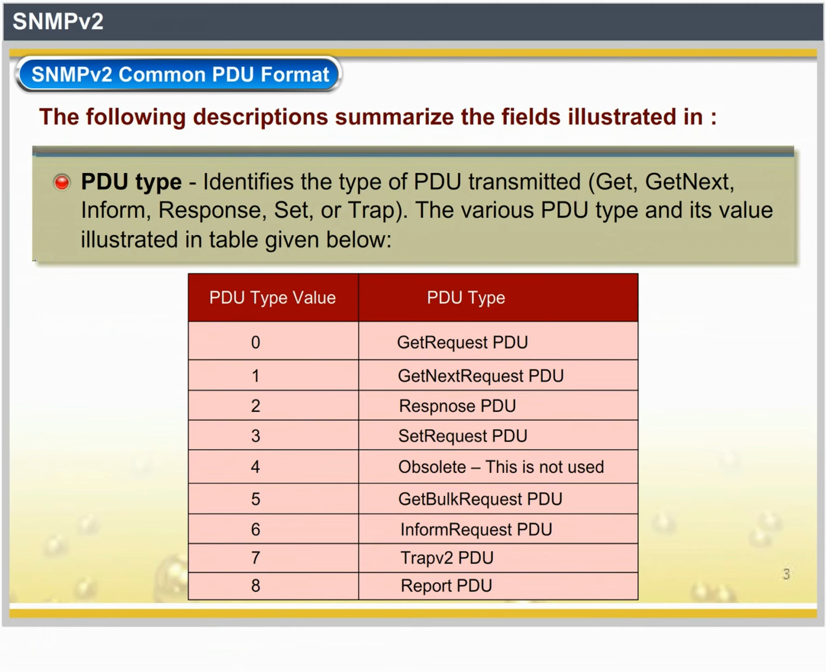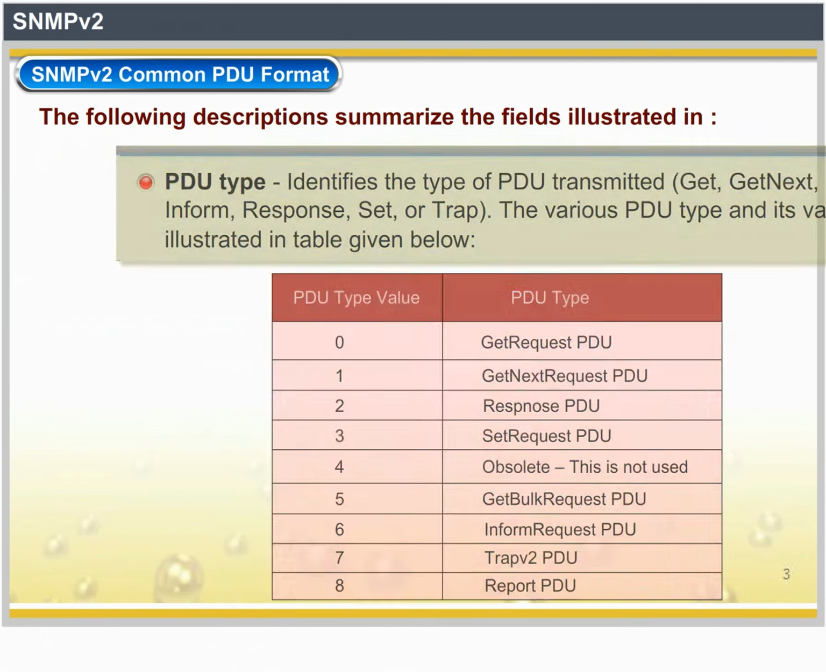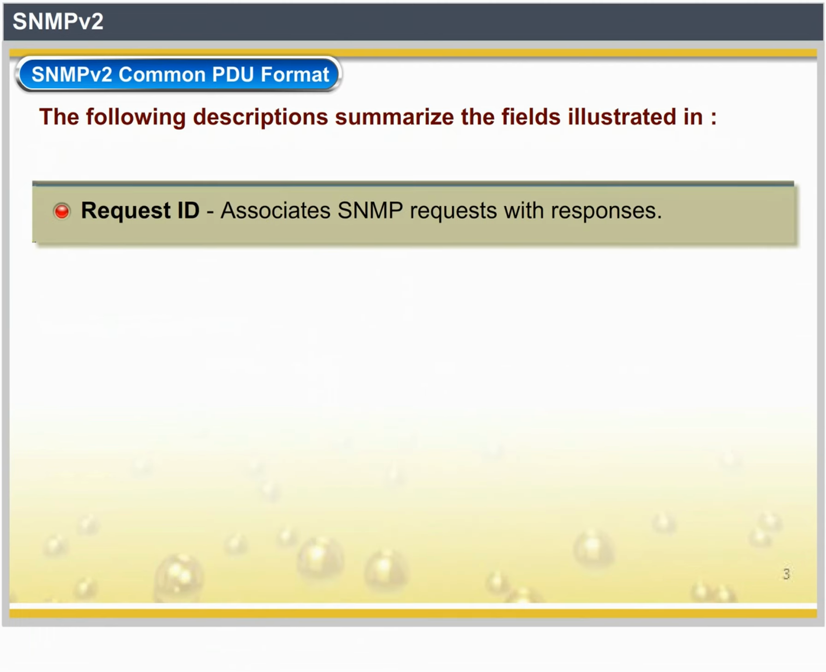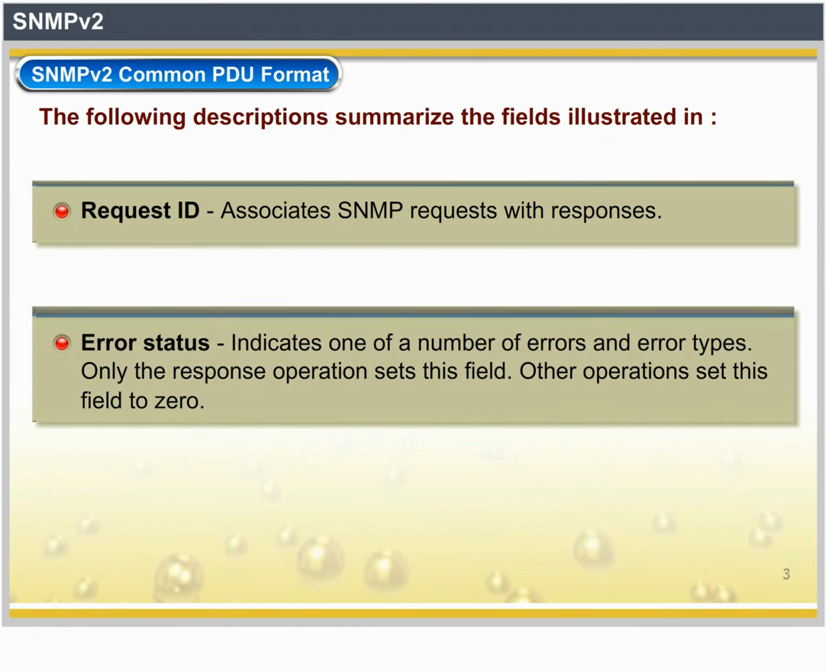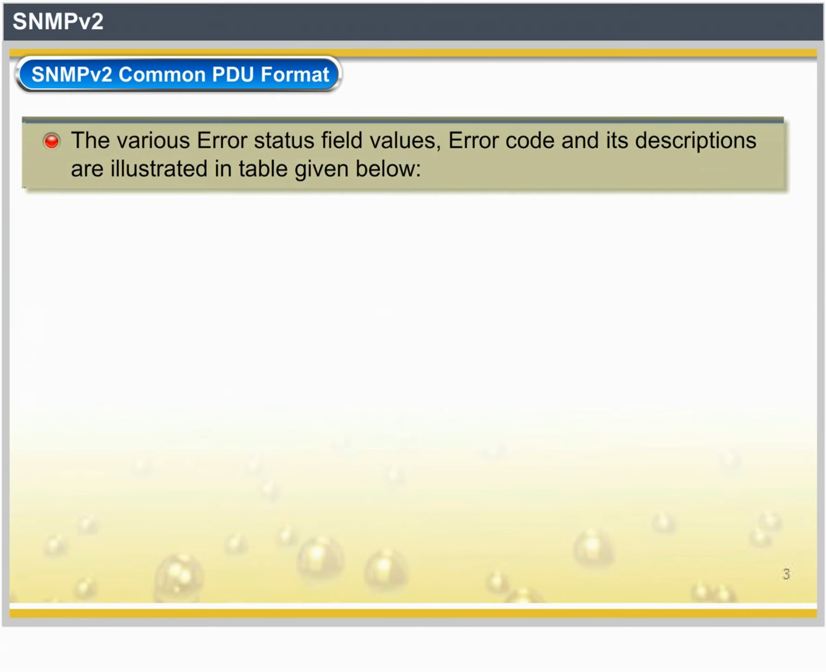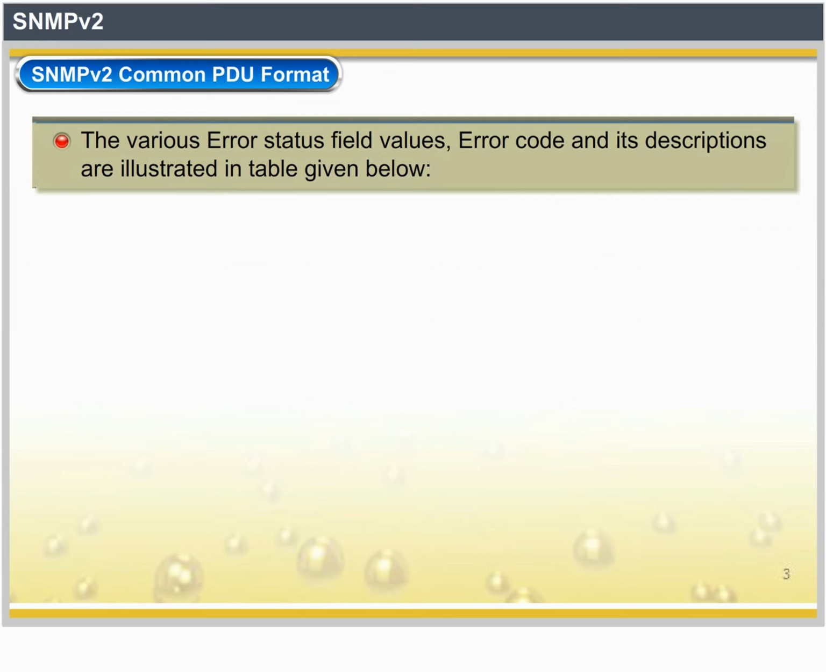Request ID associates SNMP requests with responses. Error status indicates one of a number of errors and error types. Only the response operation sets this field. Other operations set this field to 0. The various error status field values, error codes and their descriptions are illustrated in the table given below.